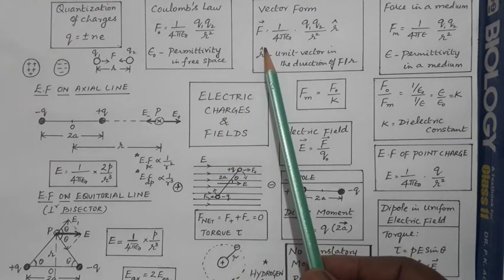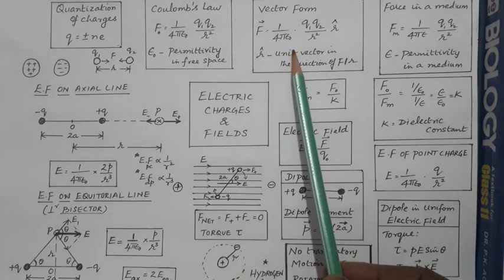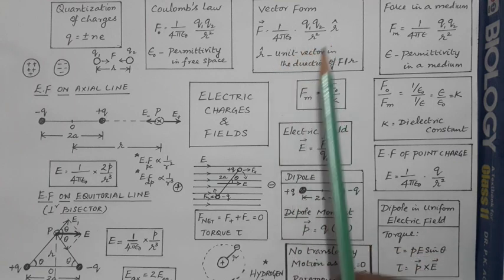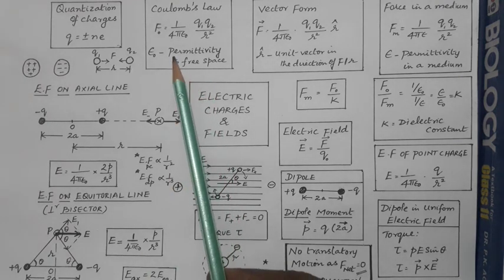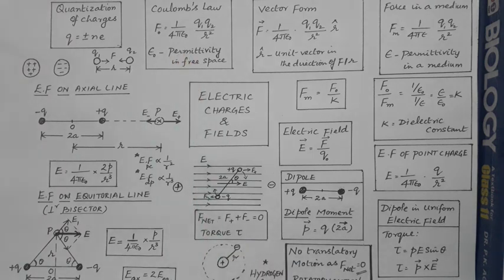So F vector is equal to the same 1 upon 4 pi epsilon naught Q1 Q2 upon R square, put an R cap there, which is a unit vector in the direction of either the force or the displacement. That's a displacement vector. Now when you keep it in a vacuum, in Coulomb's law we use epsilon naught. But if you place two charged bodies in a medium, let us say water, then what will happen to the force?